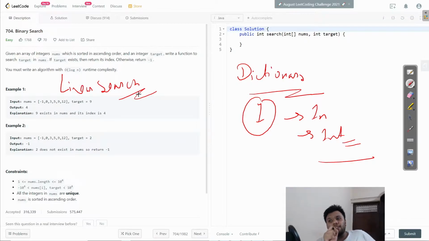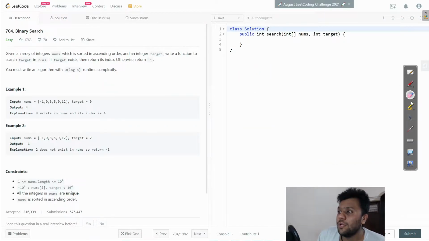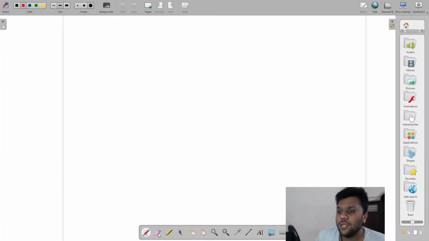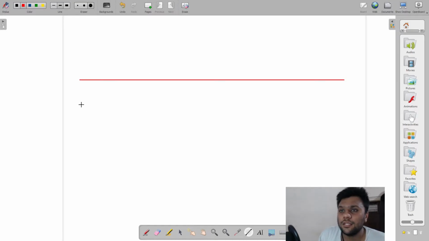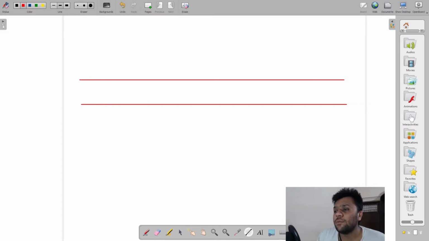So how does binary search help? Binary search helps to skip most of the numbers and only focus on the number which we are looking for. Let's just see how we can use it in our code. So let me explain it over here. Let's say I have an array like this, and I will use binary search to find an index. So we have a sorted array.